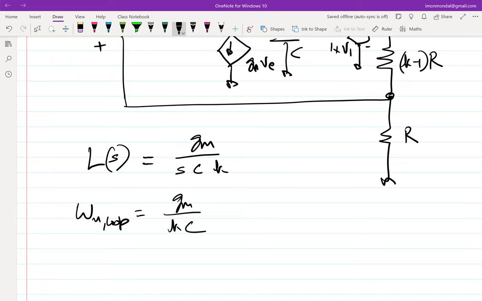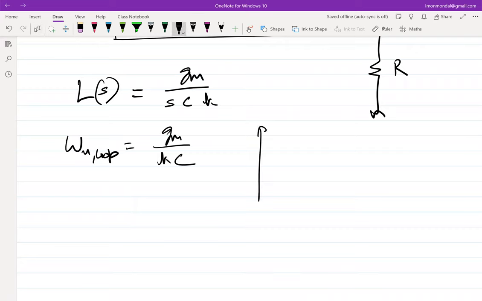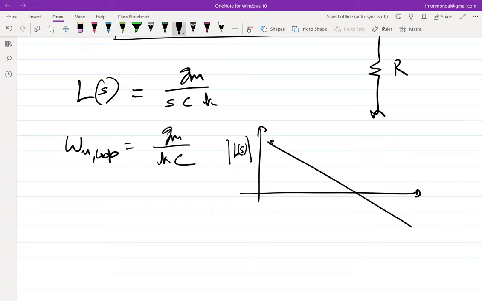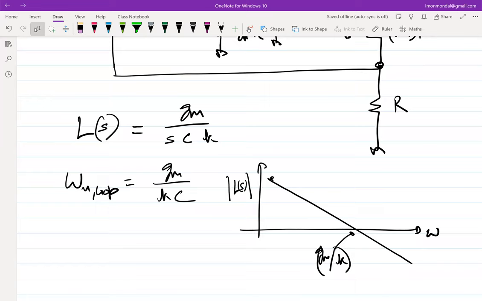Okay, so if I have to now sketch my loop gain, it should be 20 dB per decade all the way till GM by K. So what will be my H infinity? What will be my H infinity?